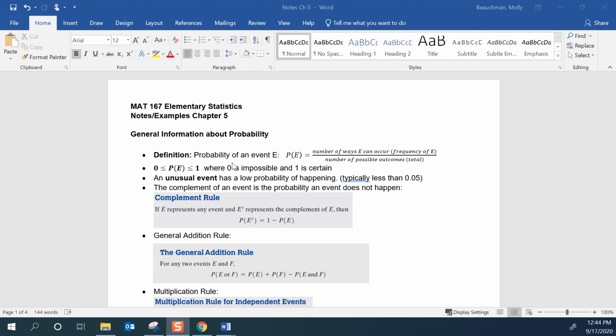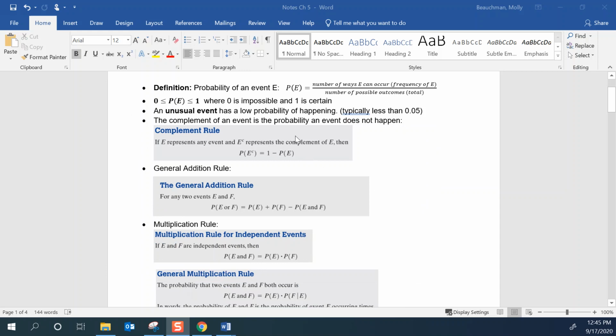The definition of the probability of an event is basically the number of ways the event can occur divided by the number of possible outcomes. Probabilities are always between and including 0 and 1, where 0 is impossible and 1 is certain. An unusual event has a low probability of happening, and typically this is less than 0.05.